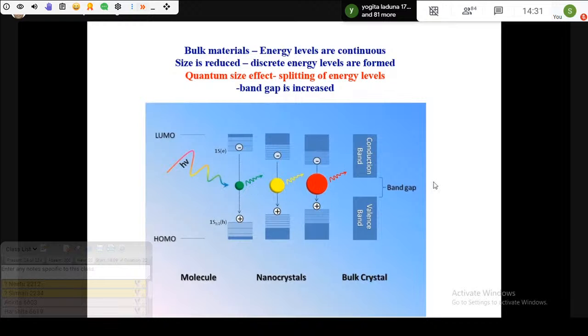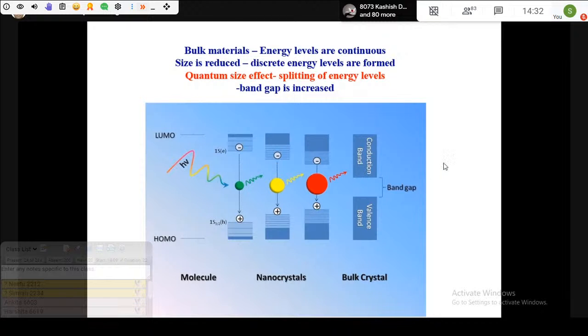And you can see, if we have a bulk, we have valence and conduction bands, there is some band gap energy. But this is the bulk, and at that time these are continuous energy levels. But when size comes to this, then you see what happened. Discrete energy levels are formed. And the band gap is not the same as in the case of the bulk material. And it gives the quantum size effect. So this is important.